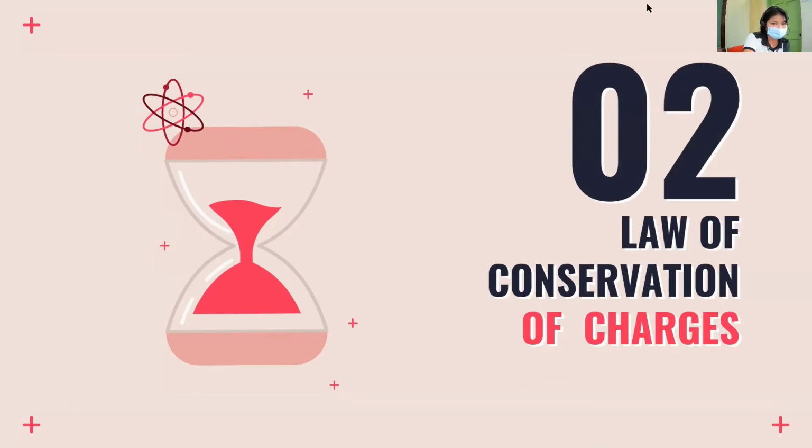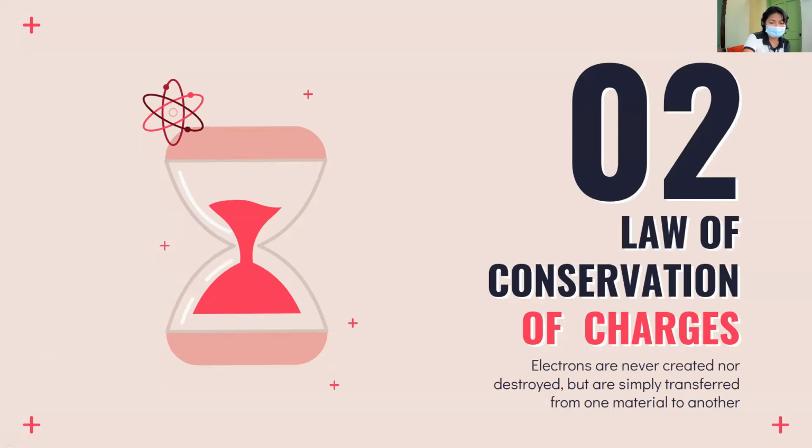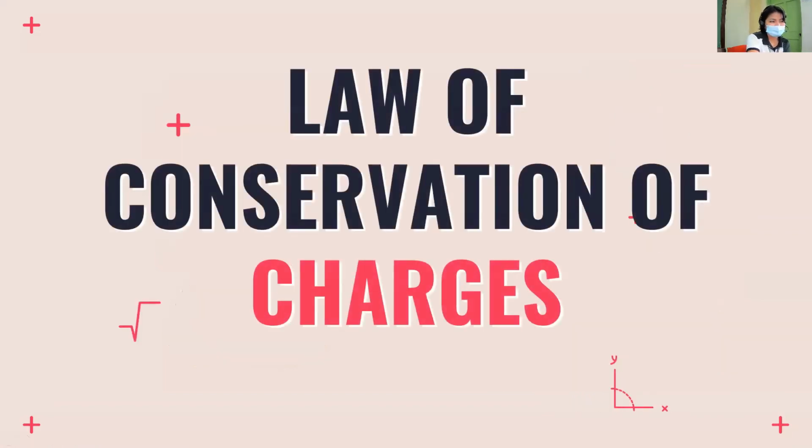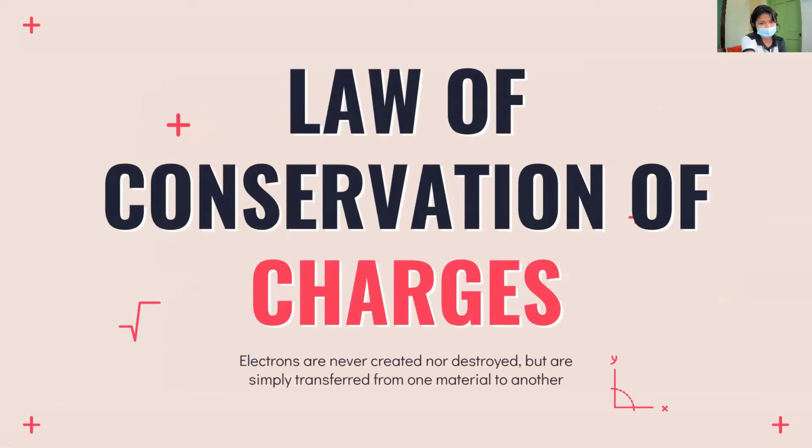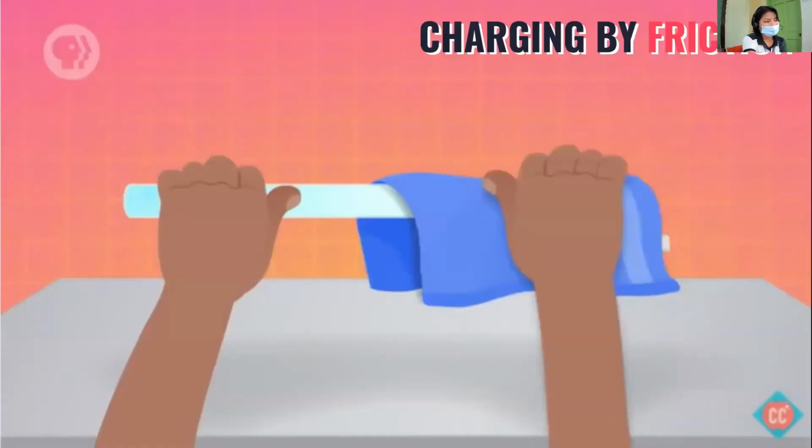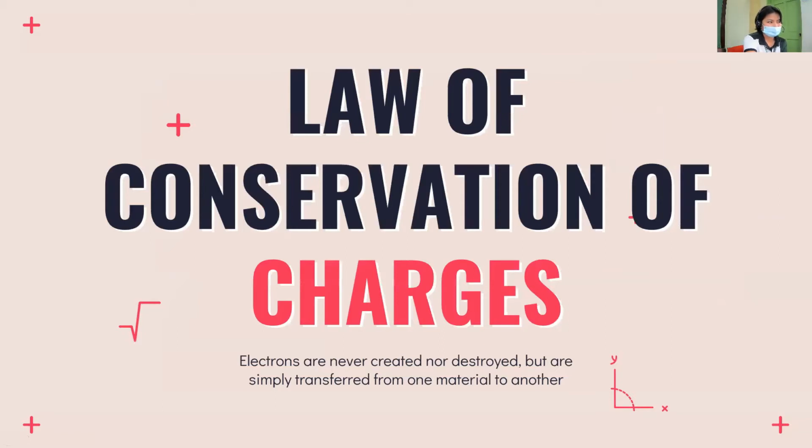Okay, so sumagot si Ronald, charges cannot be created nor destroyed. So, tama po yun. Electrons are never created or destroyed but are simply transferred from one material to another. Makikitandaan po ang law of conservation of charges. Okay, now, paano po natin ma-apply ang law of conservation of charges? By means of different ways of charging.